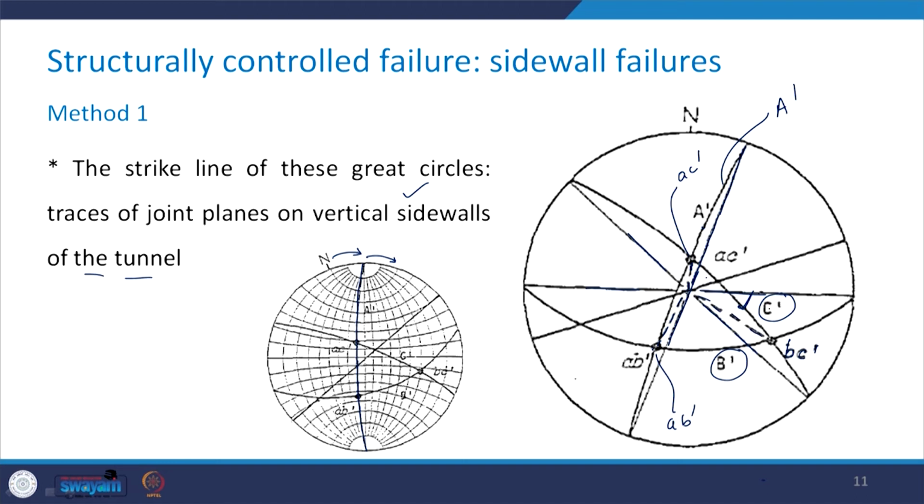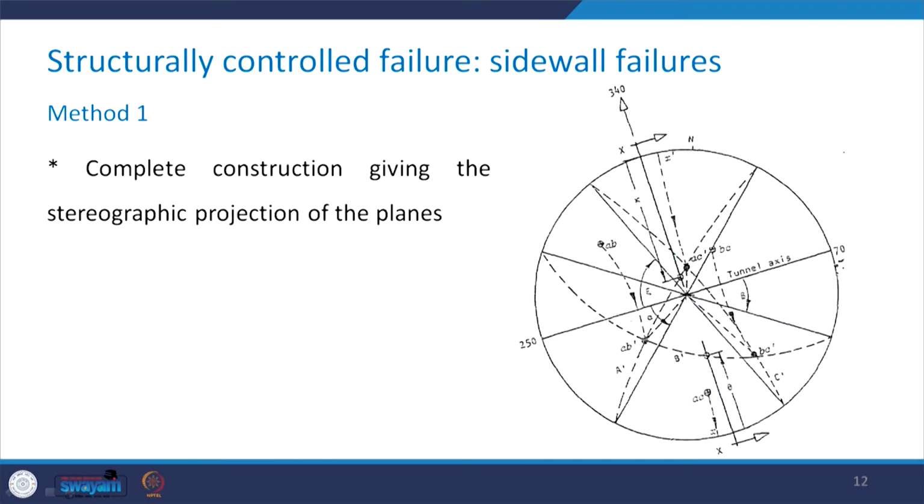See, because when we have to find out the size and the volume of the wedges, we will need all this information which we have to take from this stereographic projection and make use of in order to obtain the shape and the size of the wedge. Now, the complete construction giving the stereographic projection of the planes is given in this particular figure. So, you can see that this is the tunnel axis.